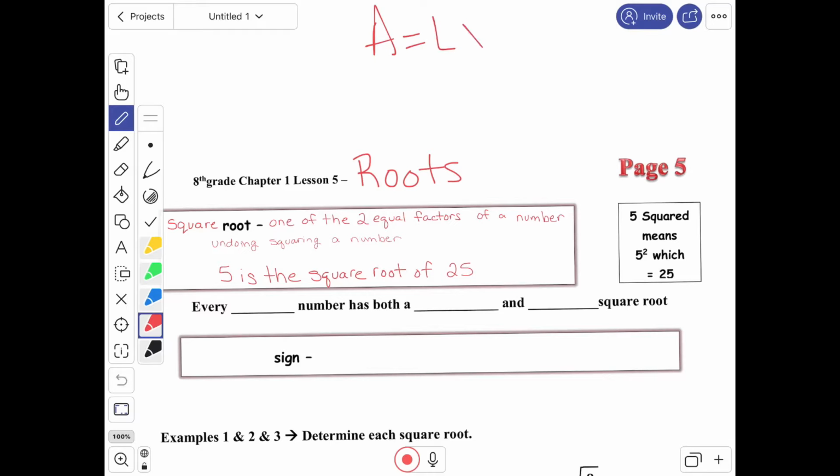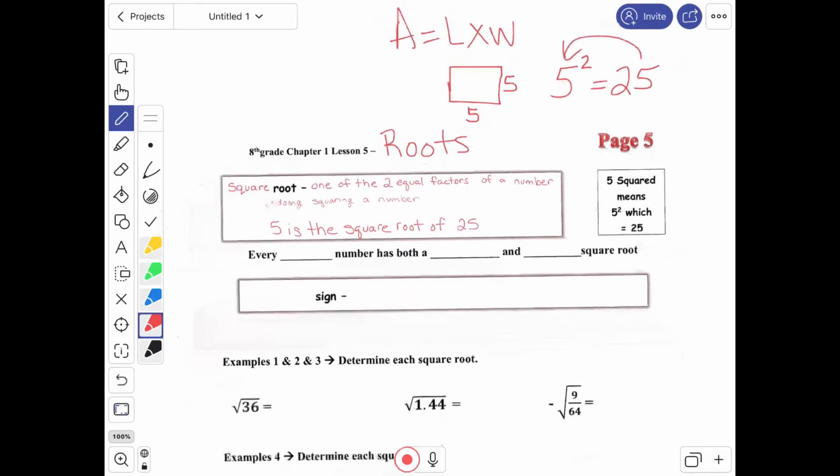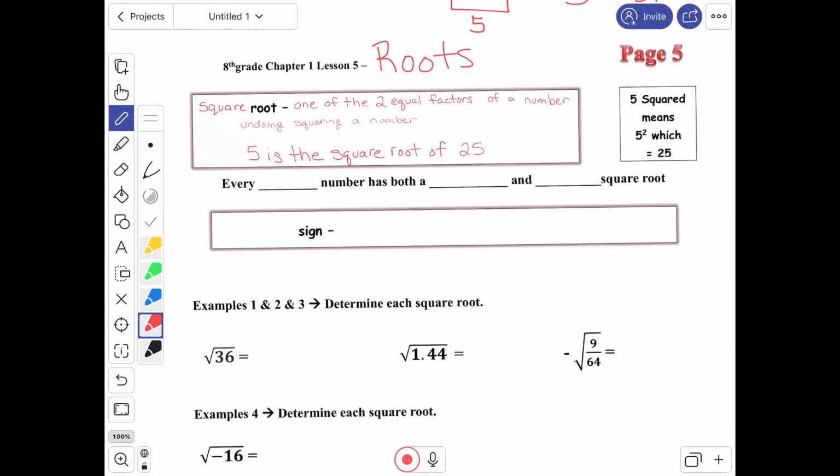Think about area, and area has to do with length times width. So if we had a perfect square, and I'm sorry, mine's not perfect, to find the area of a perfect square, we would multiply both sides. So if both sides were the same, we might have 5 times 5, which is 5 squared, and 5 to the second power, or 5 squared, is 25. When we find the square root, we're undoing that. We're going backwards. So the square root would just be 5.